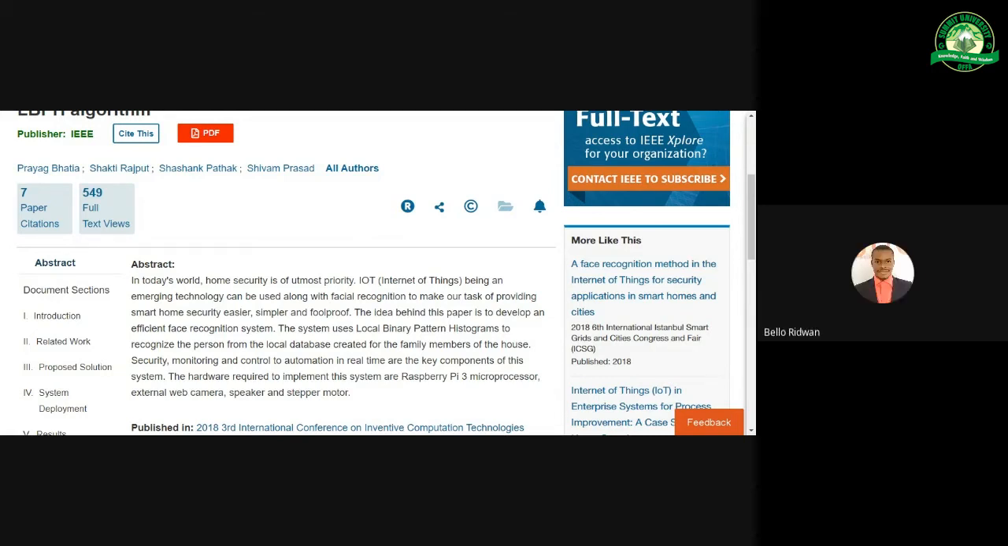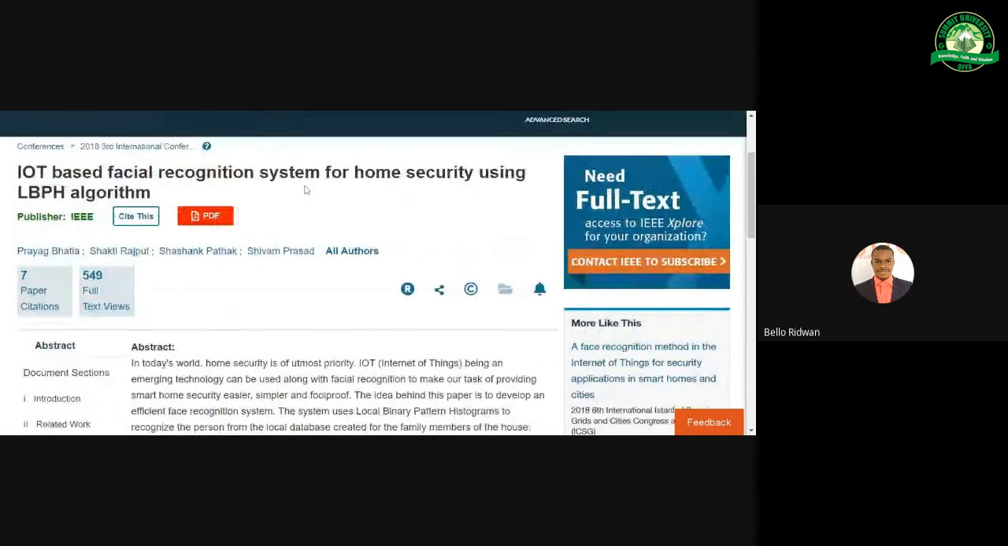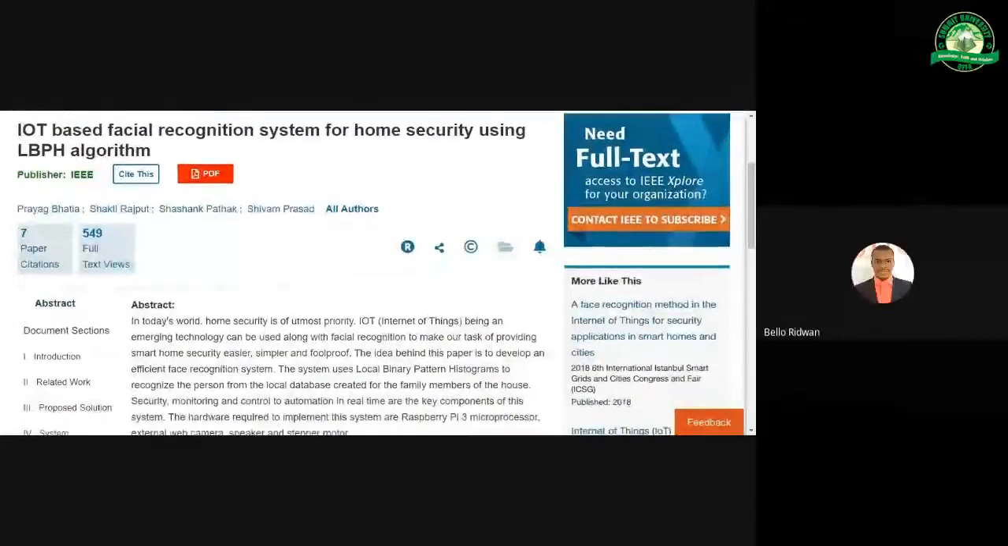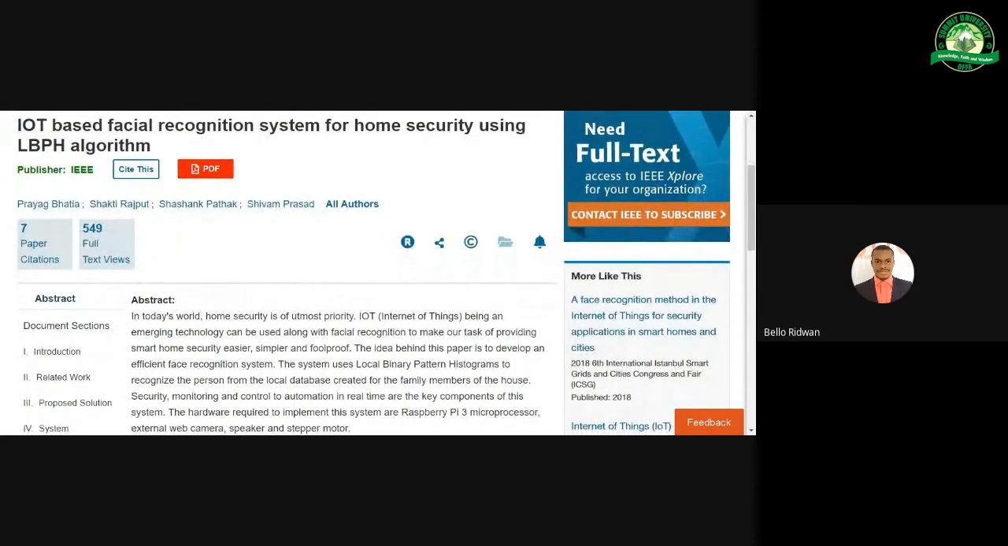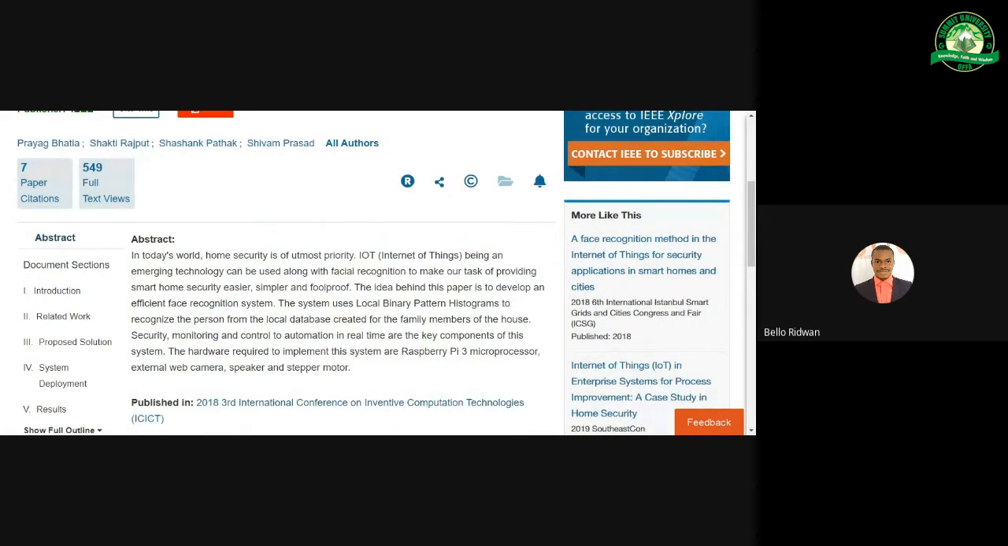Okay, can you scroll up again? I can't see the title. Okay, IoT-based facial recognition system for home security using LBPH algorithm. In today's world, home security is of utmost priority. IoT, being an emerging technology, can be used along with facial recognition. The system uses local binary pattern histograms to recognize the person from a local database created for the family members. The hardware required to implement this system: a Raspberry Pi, external web camera, speaker, and stepper motor.